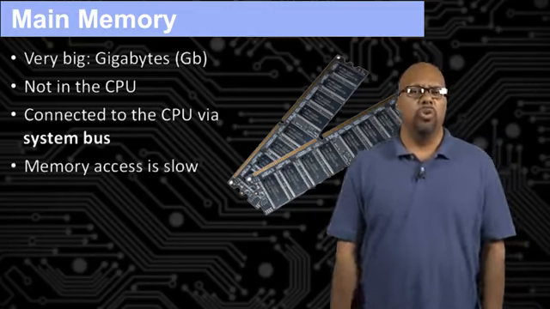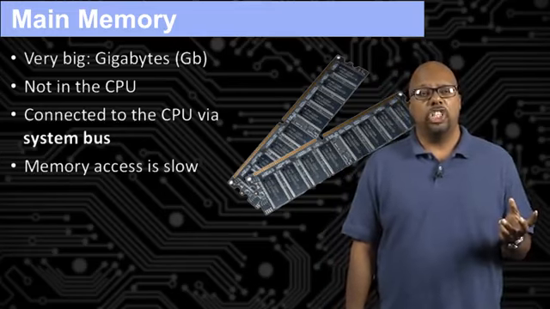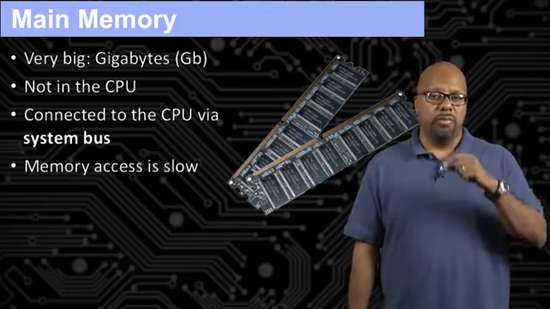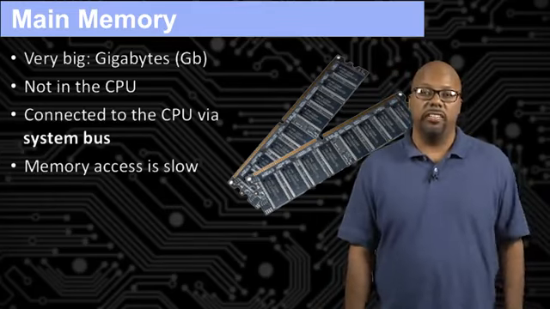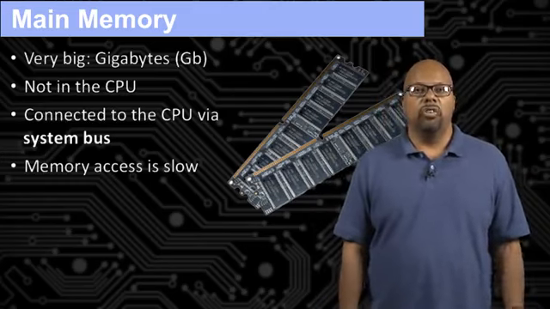Memory access is slow relative to the cache. What that means is that you might be able to access a cache in 1 clock cycle, and with main memory, maybe you have to wait 100 clock cycles. That's ballpark, but that's not unrealistic at all.